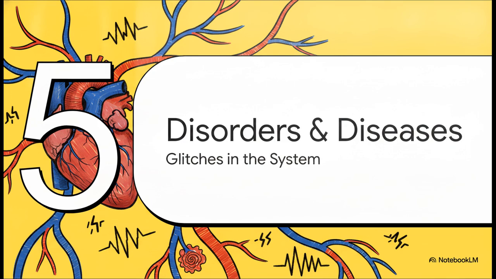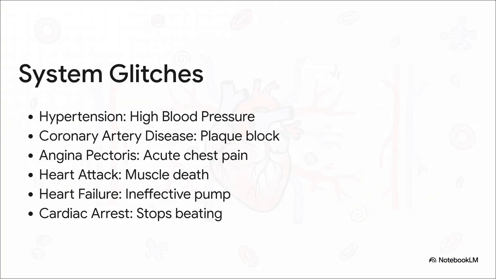Which brings us to the final node of our mind map, Section 5, Cardiovascular Disorders and Diseases, Glitches in the System. So, the crucial point here is really clarifying the exact medical distinctions between terms we hear all the time but often use interchangeably. Normal blood pressure is 120 over 80 millimeters of mercury. When it chronically goes above that, you've got hypertension. Then there's coronary artery disease, also known as atherosclerosis, which is where calcium, fat, and cholesterol actually build up as plaque and block the specific vessels supplying the heart muscle itself. If that blood flow gets too low, the lack of oxygen triggers acute chest pain, which is called angina pectoris.